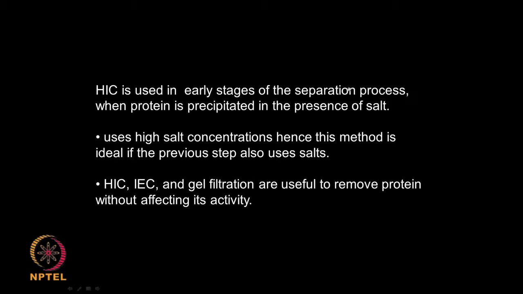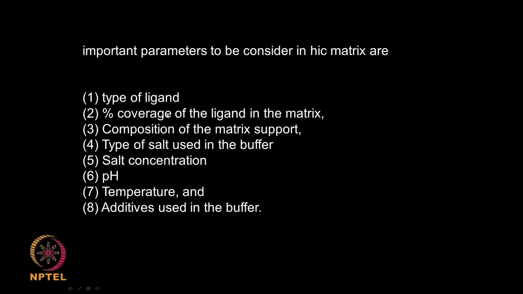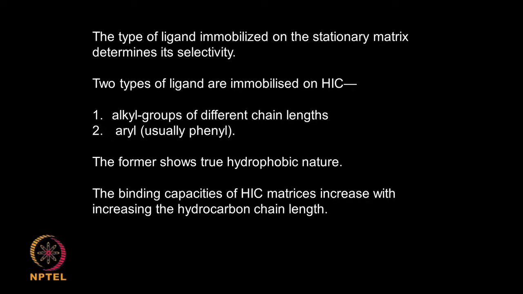This is used in early stages of the separation process when protein is precipitated in the presence of salt. So, high salt concentration is ideal because you are achieving a salting out effect, and the proteins will have better interaction with the hydrophobic stationary phase. So, hydrophobic interaction, ion exchange chromatography, gel filtration are useful to remove protein without affecting the activity. So, basically you will get the activity of the protein back. We will talk about gel filtration later, but these three are very good because the activity of the protein is not lost. So, important parameters I need to consider: the type of ligand, percentage cover of the ligand in the matrix, composition of the matrix, type of salt used, salt concentration, pH, temperature, any additives that are being used, and so on.